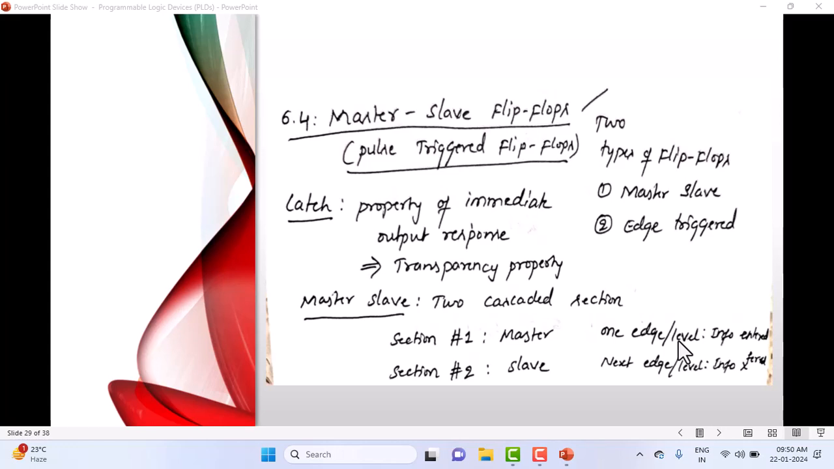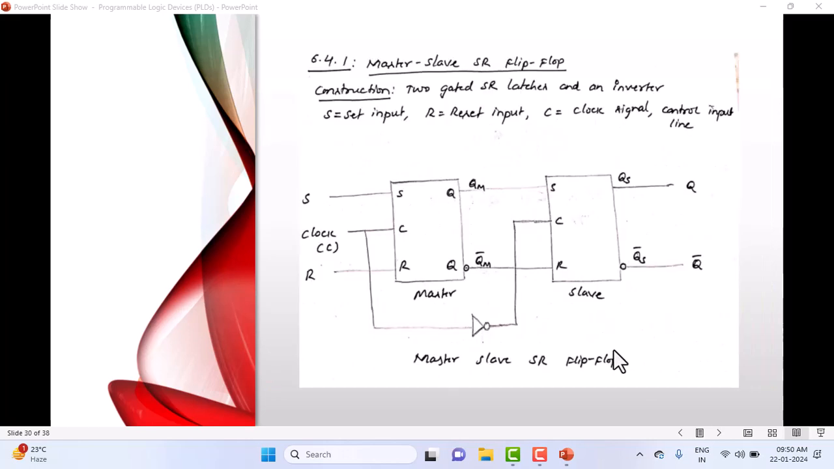And even if you observe the clock waveform here, I will show you the next one. There is a stage in which both the master and the slave will be disabled. That's actually not a good sign, but anyway, you will encounter that in this kind of flip flops.